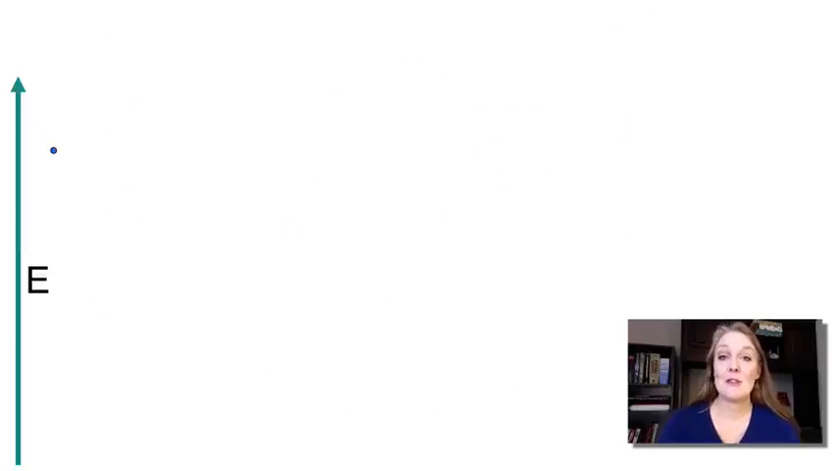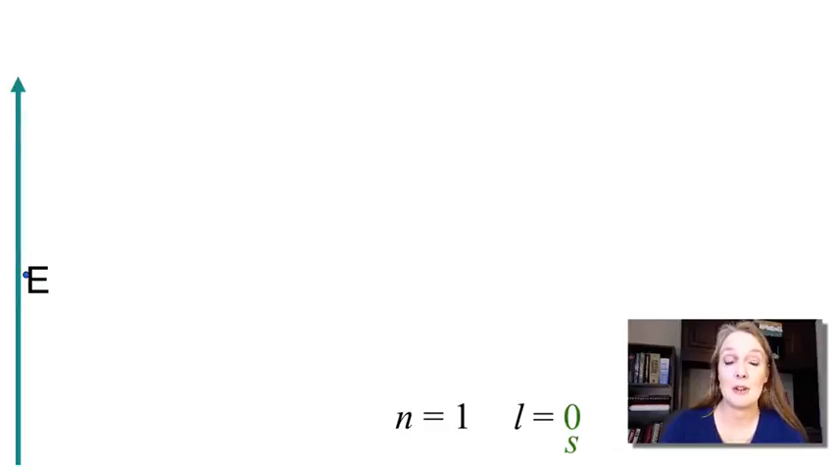All right, let's review these orbitals, and let's look at how the quantum numbers relate to each other. I'm going to do this by building up the orbitals in terms of their energy. So the lowest energy principal quantum number we know about is n equals 1. If n is equal to 1, then L has to be equal to 0, and that's an s orbital.